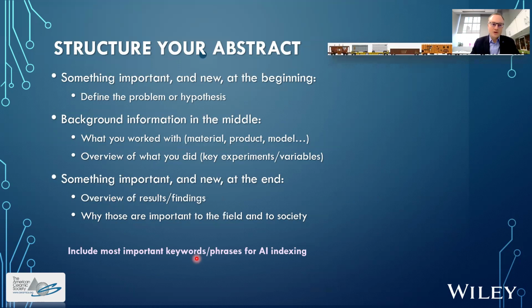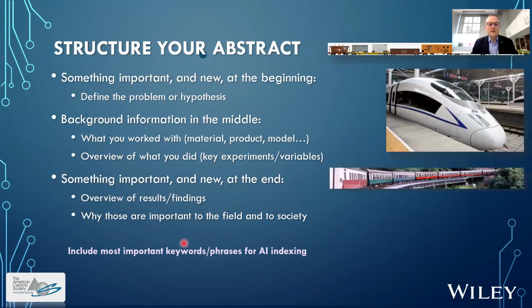Next up is structuring your abstract. You want to emphasize the important new result at the beginning of your abstract. So define the problem or the hypothesis that you are testing. Put a few sentences of the key background information in the middle of the abstract. So what you worked with, the materials, products, models, and a key overview of what you did. So what were the key experiments or variables? And then at the end of the abstract, include something important and new, the overview of your key results or findings and why those are important to the field and to society.